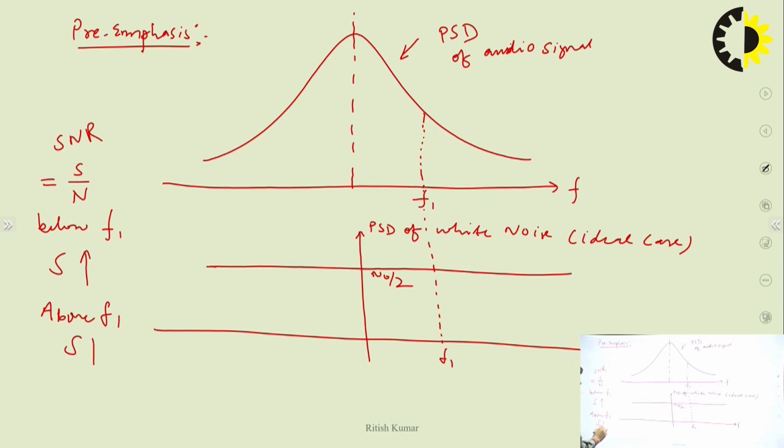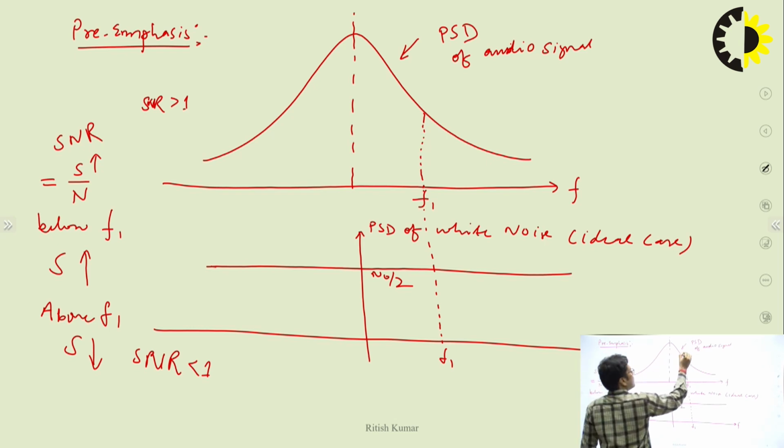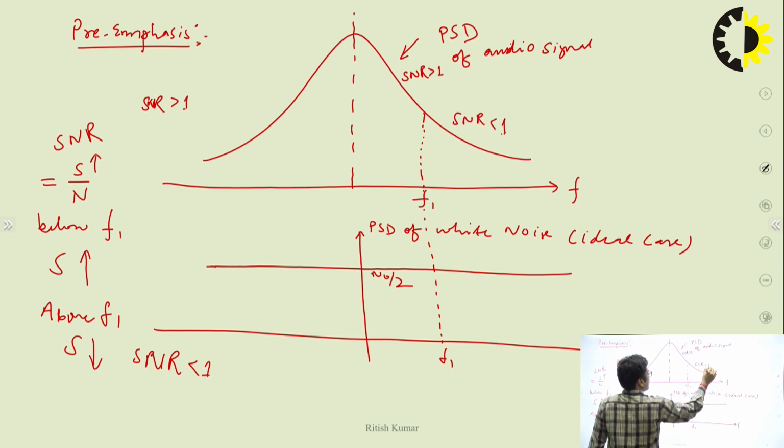the signal strength decreases. So we can say if the signal strength is high, then the SNR is greater than 1, while for the case above F1, the SNR becomes less than 1. So we can say the SNR is improved at the low frequency range, and the SNR is less than 1 at the high frequency range. So this is the case.